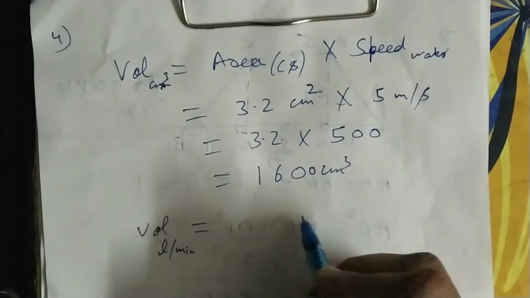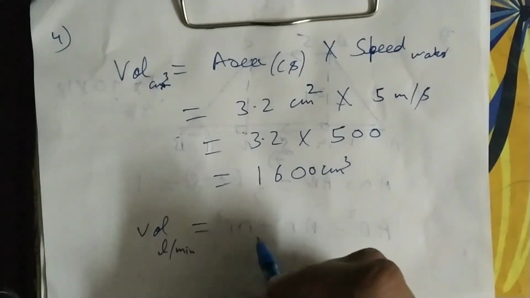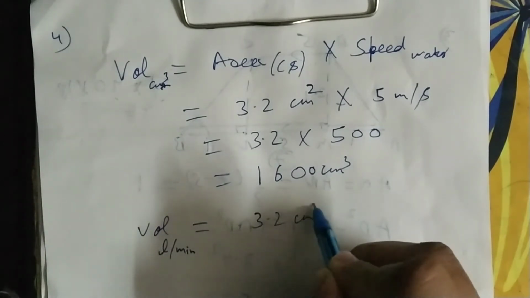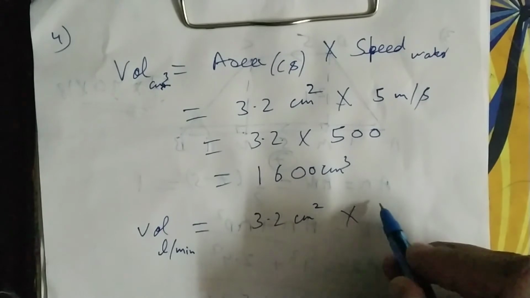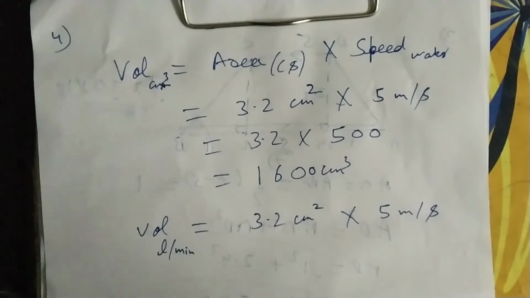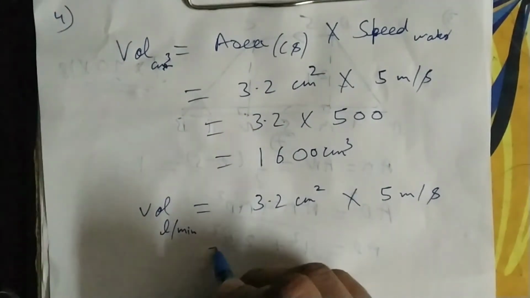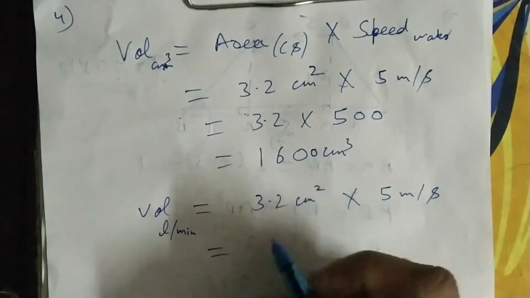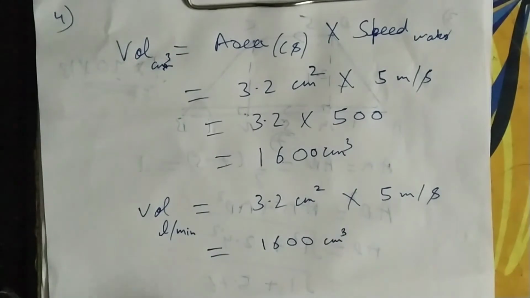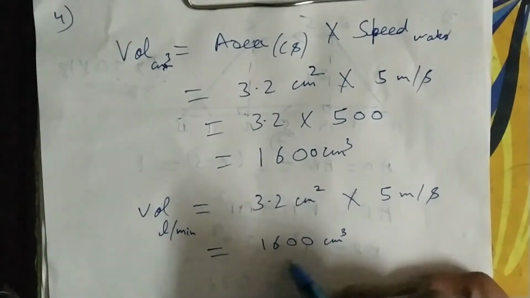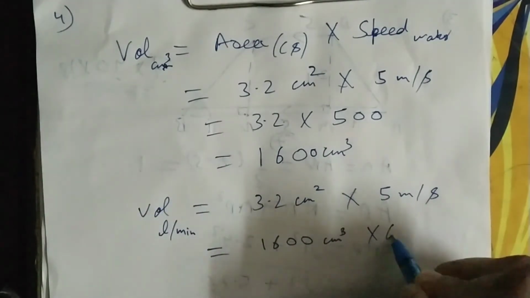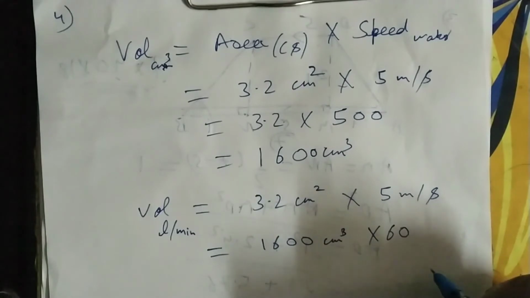So again, area of cross section multiplied by speed. This is the formula. So 3.2 centimeter square multiplied by 5 meter per second. Again the formula is the same, but we have already calculated the volume as 1600 centimeter cube per second. So in 1 second 1600, and then we have to calculate in minutes. That means we have to multiply it by 60. Now it will be in minutes.